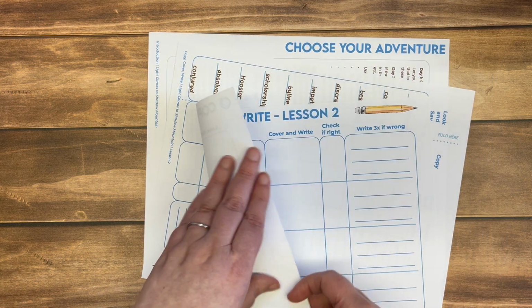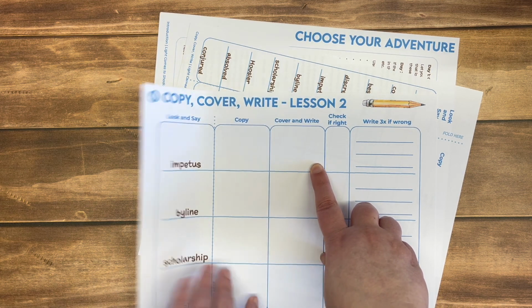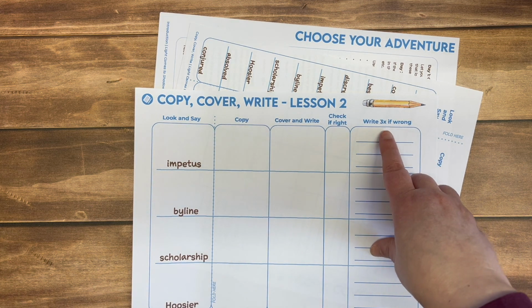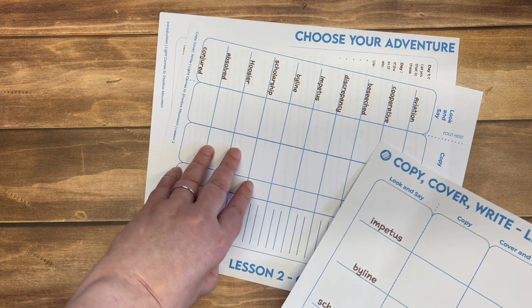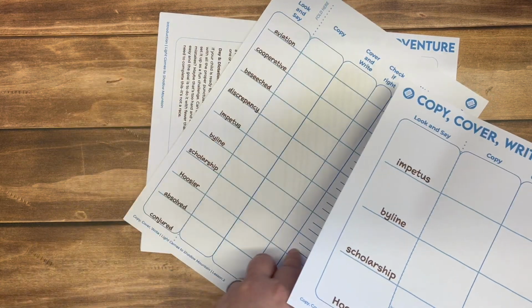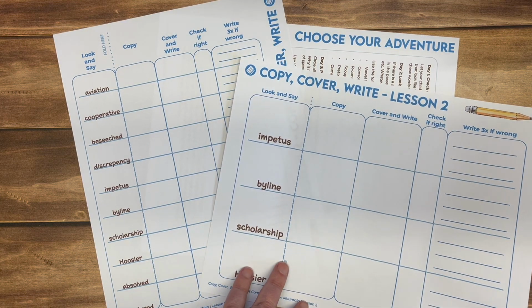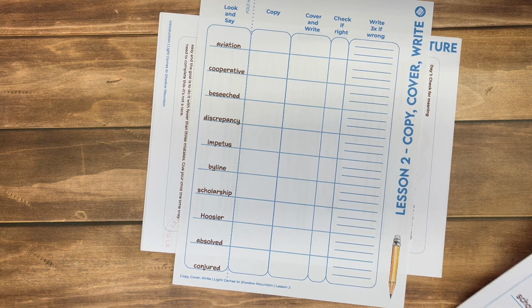they're going to fold this over, cover the word, and write it from memory. Then they're going to check. If they got it right, they move on to the next word. If it was incorrect, they're going to write it correctly 3 times in that box. We've provided 2 different versions of this form based on the size handwriting your child feels comfortable with. So you'll need more pages if you do the larger font, but with the smaller font, you can fit all the words on one page.